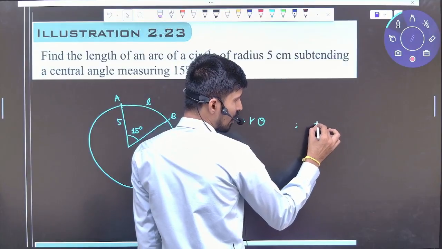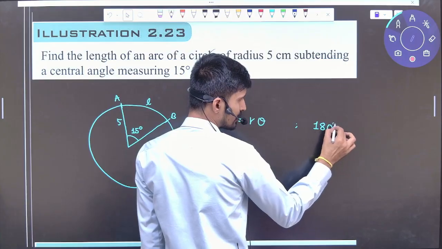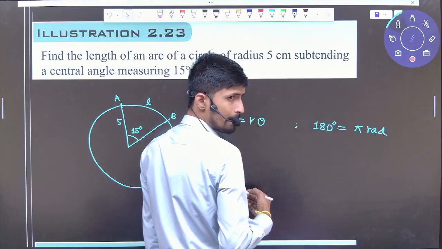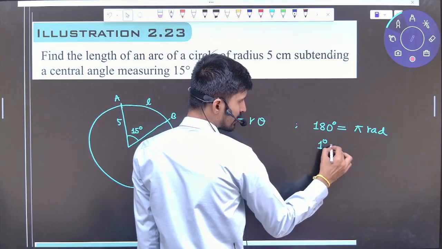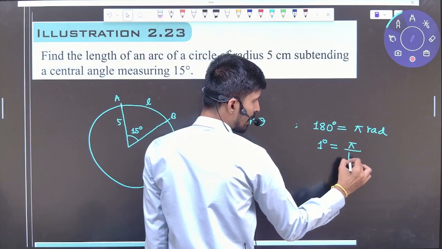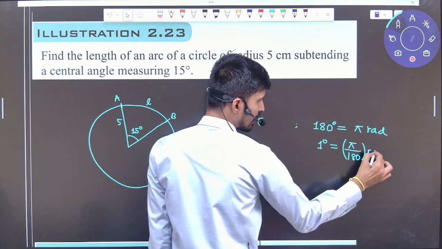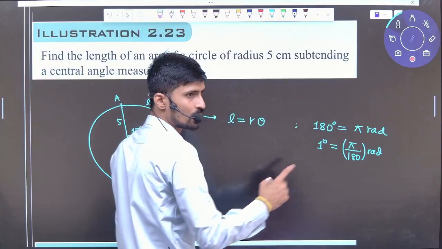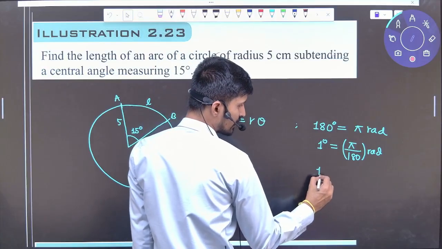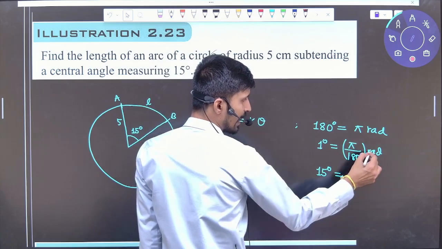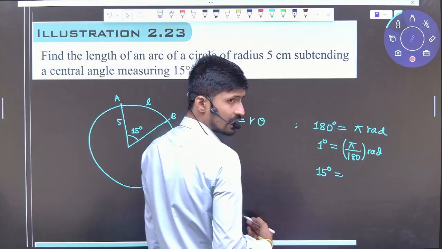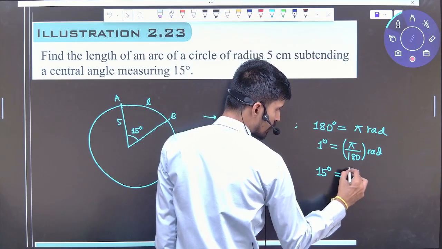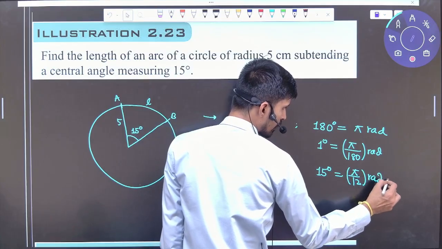So tell me, 180 degree is equal to pi radian. So what will be 1 degree? Pi by 180 radian. How much degree we want? 15 degree. So what I will do? 15 multiply both sides. So this will become 15 degree. And when you multiply 15, 180 is 12 times. So that will become pi by 12 radian.